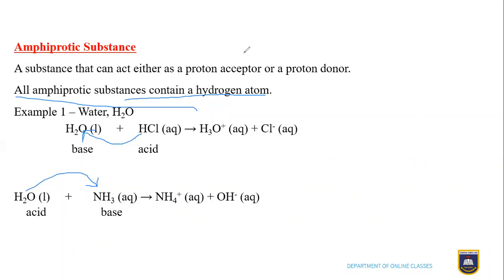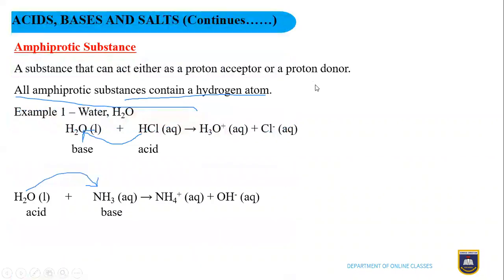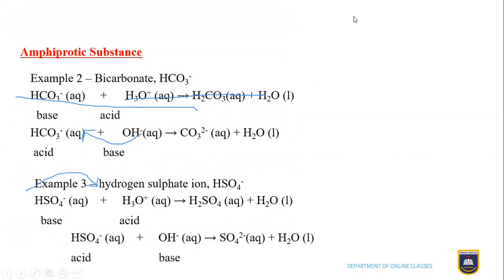Did you hear what I said? An amphiprotic substance is a substance that can act either as a proton acceptor or a proton donor. I didn't say can act as an acid or a base, or can react with an acid or a base. You don't even see these definitions in books. What you see in most books is amphoteric, and that's another term.